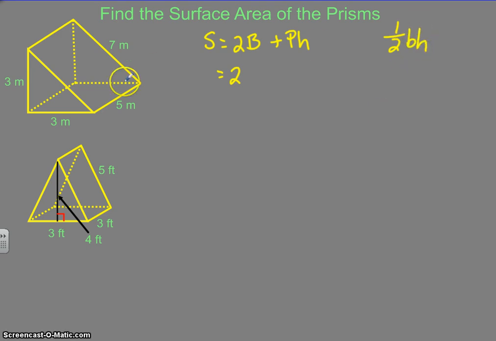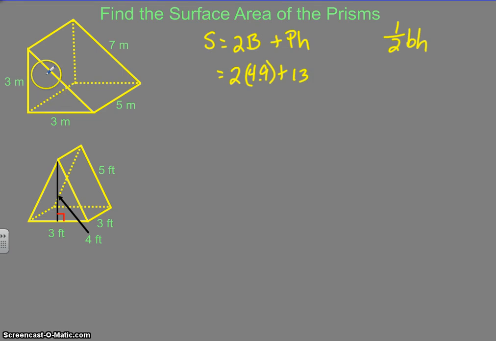Okay, so I need to figure that out. So I've got 9, 3 times, it's base times height, 9 divided by 2, which is 4.5. I'm going to multiply that by 2, which will give me 9 when I do that. Plus, now the perimeter of the base is the perimeter of this rectangle. This is 3, this is 3, this has to be 7, it has to equal that. So 6 plus 7 is 13.